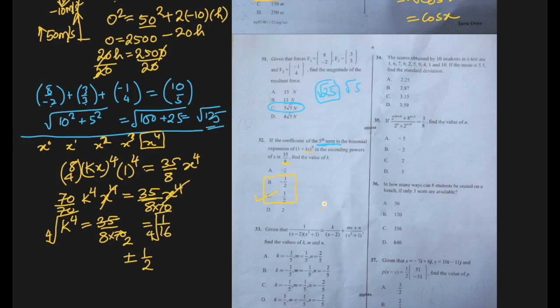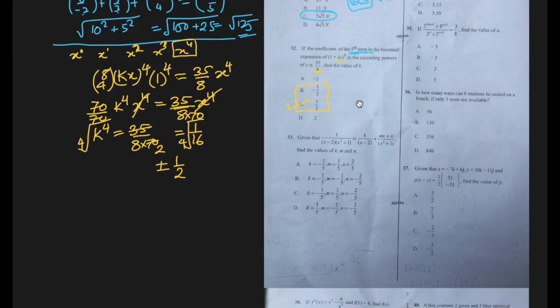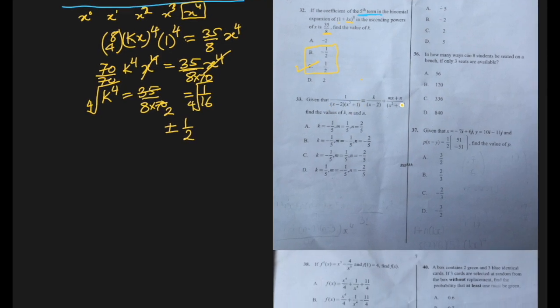Number 33. Given that this is equal to this, so the partial fraction of this gives us this, find the value of k, m and n. Okay, so let me write it here again. The k can be multiplied with the other denominator, x squared plus 1, whereas the mx plus n will multiply by the denominator of the other one, which is x minus 2.